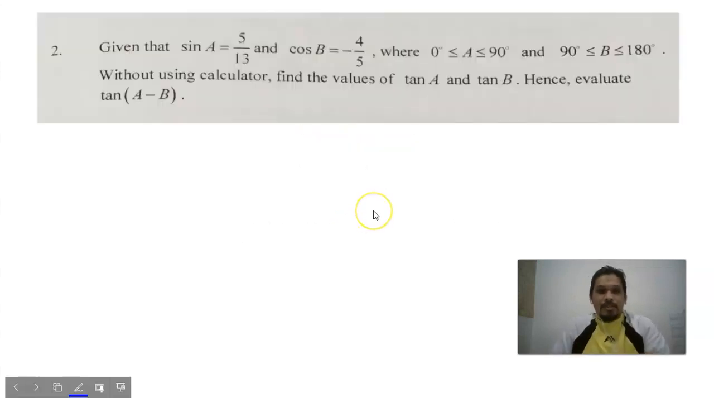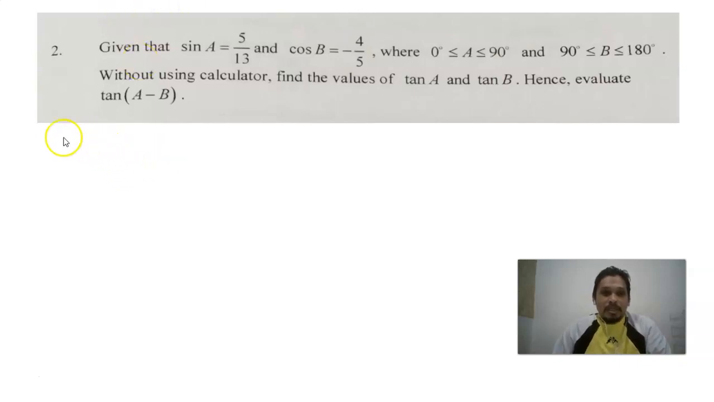Okay, so I chose the first one, question number 2, given that sine A equal to 5/13 and cos B equal to -4/5, where the angle A lies in between 0 up to 90 degrees and B in between 90 to 180 degrees.